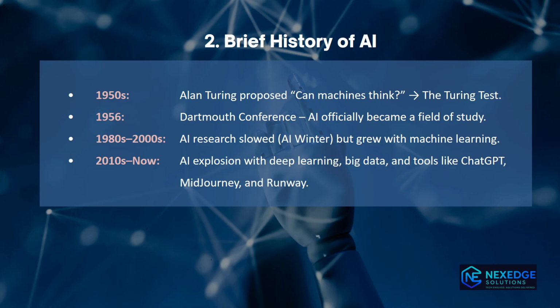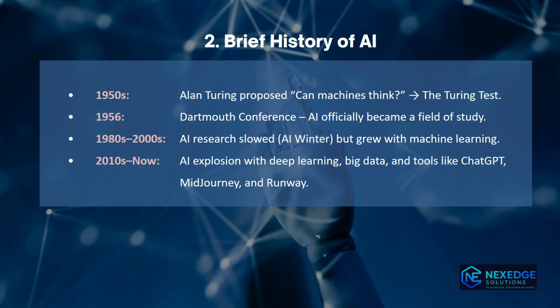A brief review of the brief history of AI. That is what we'll look into now. So AI has been in existence since the 1950s, and this was actually proposed by Alan Turing during the Turing test. And then he said, "Can machines think?" That was what he proposed then.